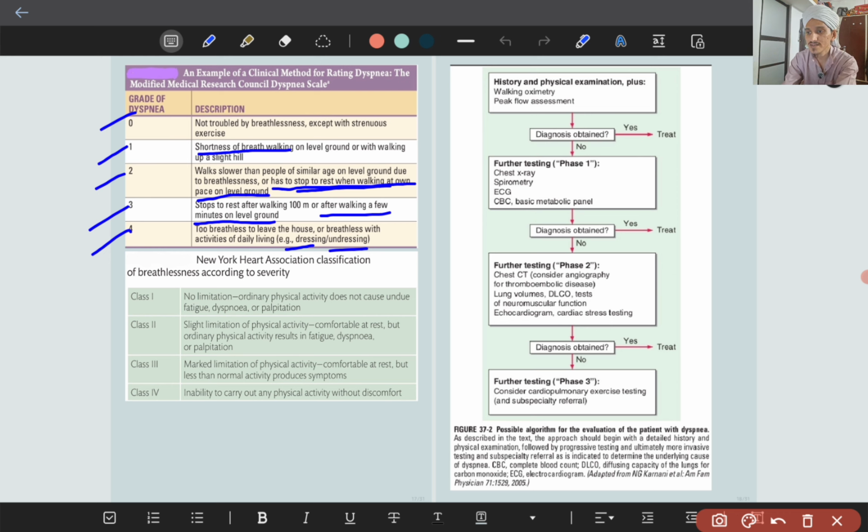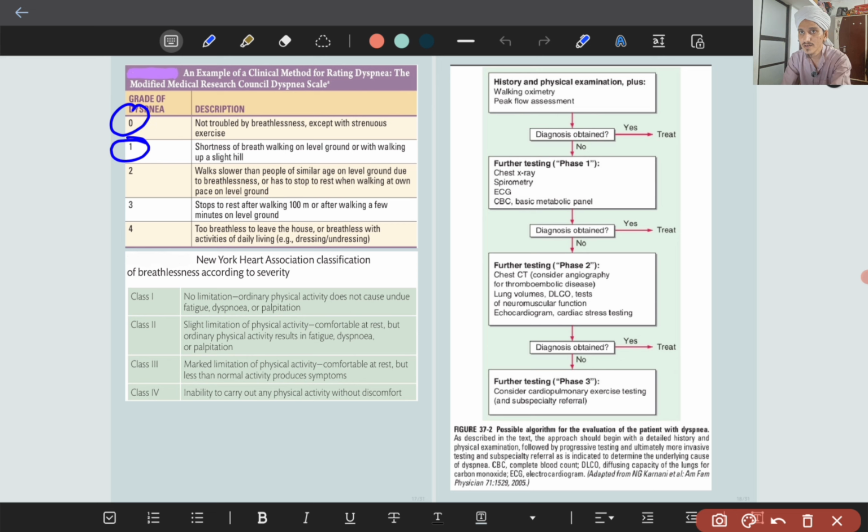So 0 is strenuous exercise. 1 is walking on the level ground or walking up a slight hill will produce breathlessness. Number 2 is walks on the level ground, has breathlessness, he has to stop for breathlessness. Again, after taking some breath, he will walk. Number 3 is stops after a few minutes of walking. Number 4 is breathlessness is so much that he is unable to perform daily life activities. So that is about the MMRC scale used to judge the severity of breathlessness in pulmonary cause.